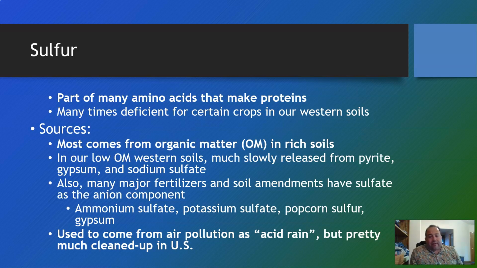You can get it slowly released from pyrite, gypsum, and sodium sulfate. Many major fertilizers and soil amendments have sulfate as the anion component. So remember, we had cations and anions. Both calcium and magnesium are cations. They have the positive ions, whereas sulfur can be either positive or negative. So sometimes I think divalent is the term for that, where it could be either or. Some fertilizers that you'd see with sulfur in it: ammonium sulfate, potassium sulfate, popcorn sulfur, gypsum.